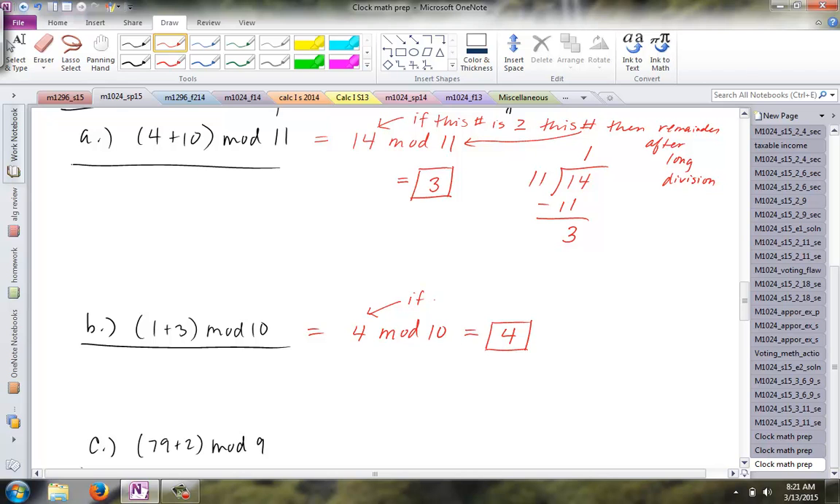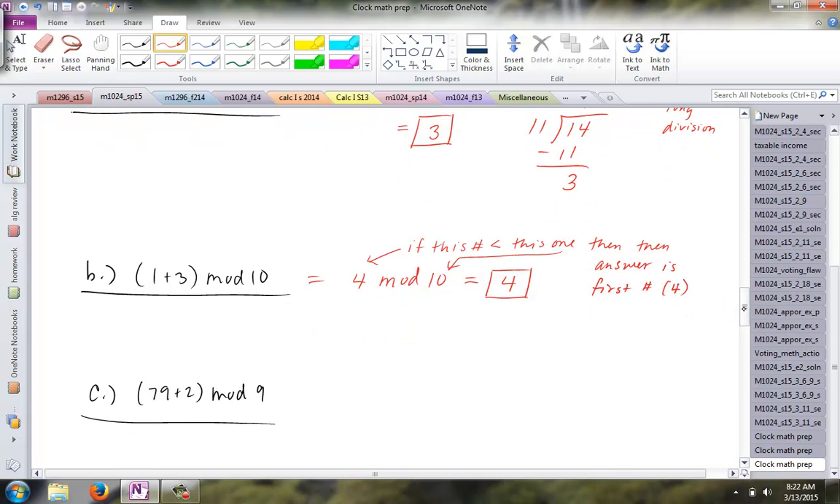Our decision process in part B was that this number was less than the modulus. Then the answer is the first, I'll just call it the first number. Which was 4 in this case. And again, the reasoning was we're already in that first cycle of 10. So questions on those?